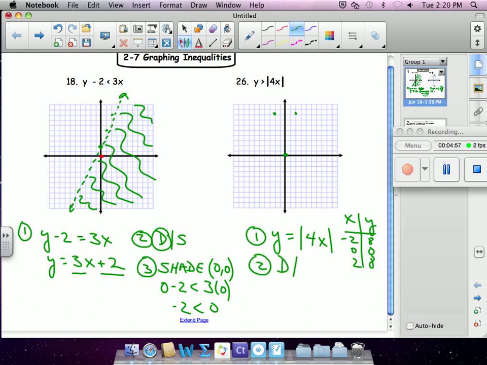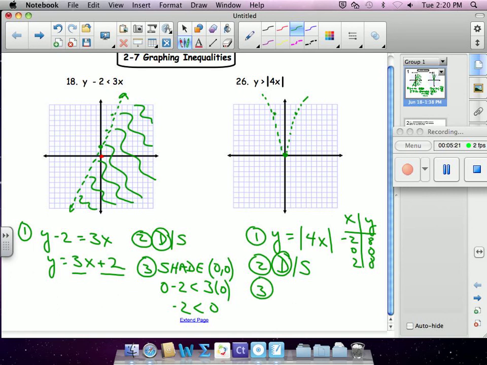Step 2, what kind of line do we want to use to connect those dots, dotted or solid? 26 again does not have an or equal to. If it had, we'd connect them with a solid line, but it doesn't. So here comes another dotted line. And connect them the best you can. Last but not least, number 3.